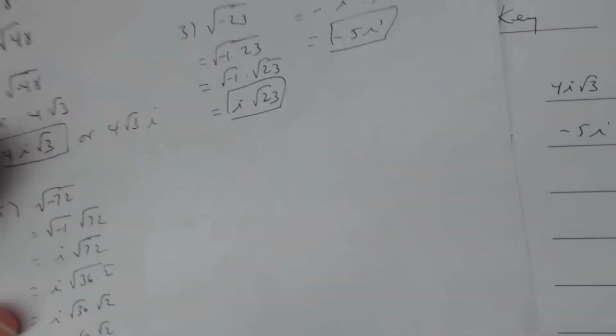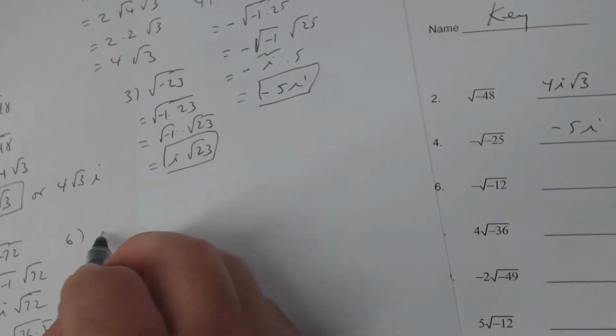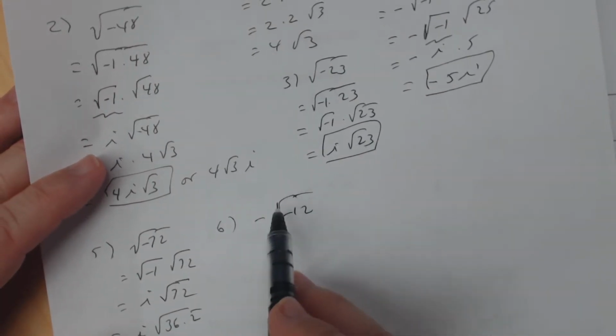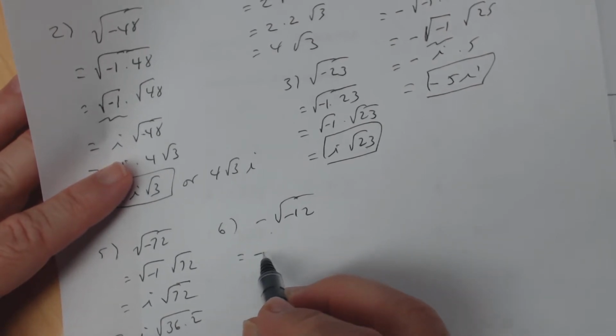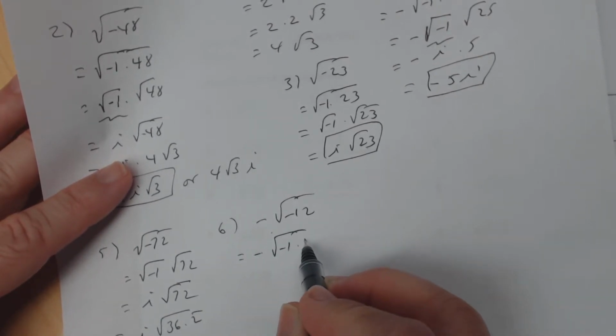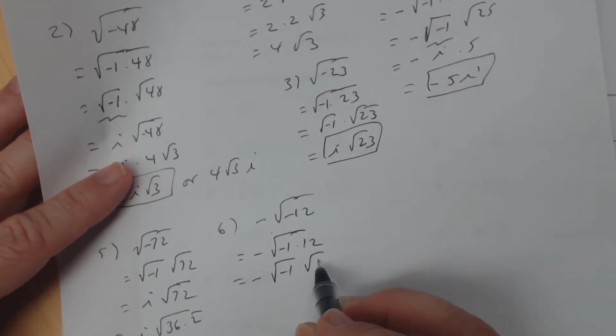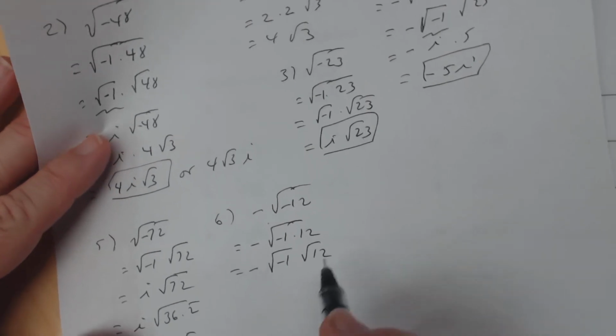Okay, number 6, you have negative square root of a negative 12. So the opposite of the square root of a negative 12. So I'm going to rewrite this as the opposite of the square root of a negative 1 times 12. So that's the opposite of the square root of a negative 1 times the square root of 12. And 12 I can simplify. 4 is the largest perfect square that goes into 12.